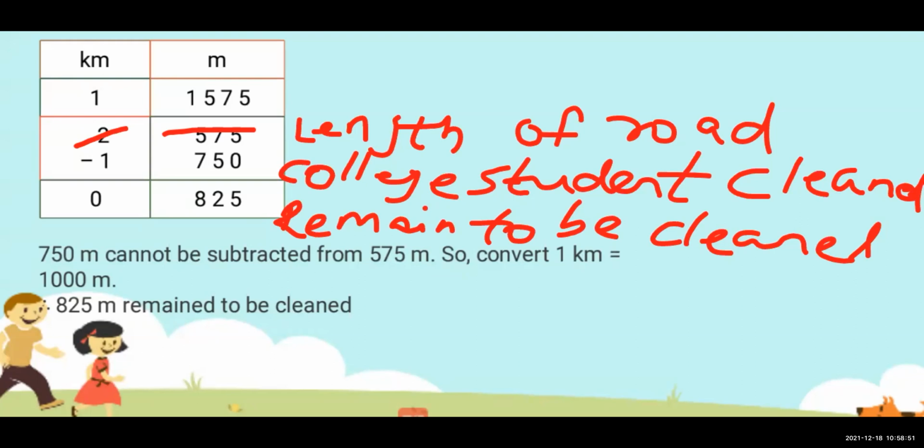So what is remain to be clean? It was only 825 meter has not been clean. So what is the last statement here? Here the last statement is 825 meter remain to be clean. Clear everyone? So in this way we will find out, as we know the question, we will understand what should be done over there, is it plus or else subtraction. Clear everyone? So note it down fast in your notebook.